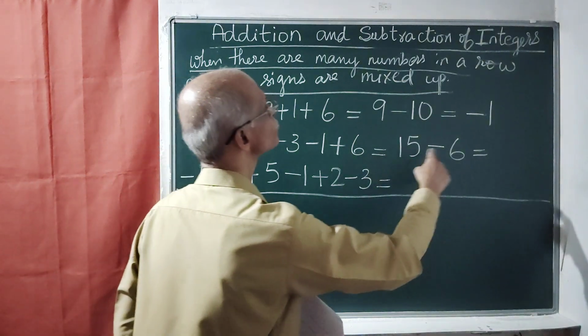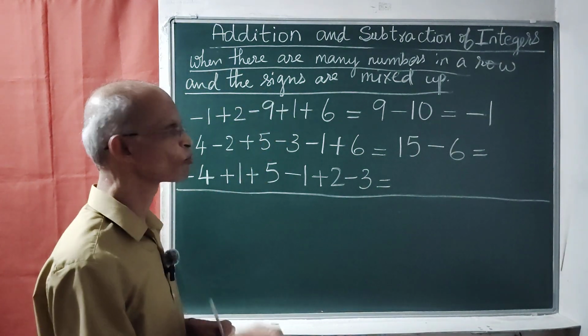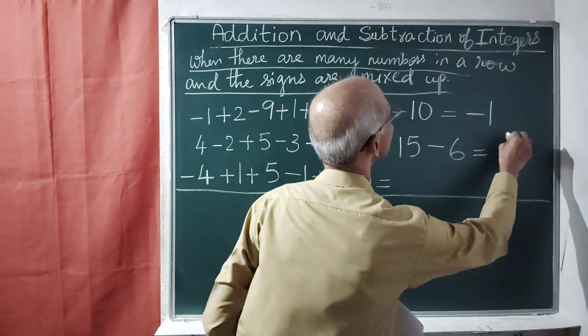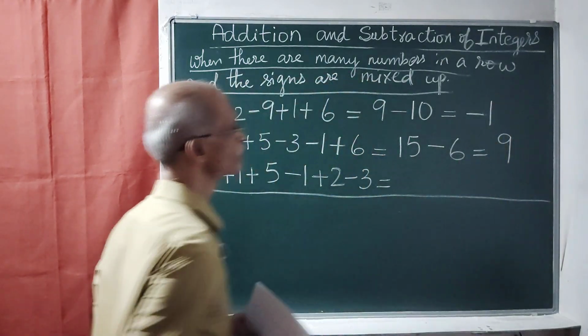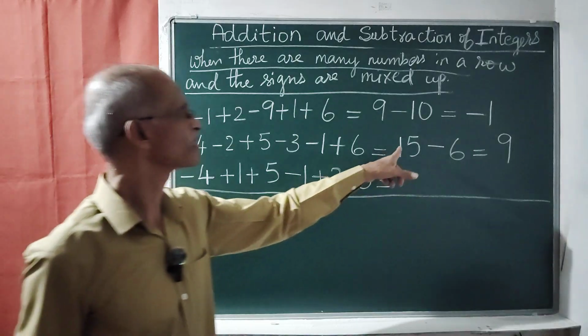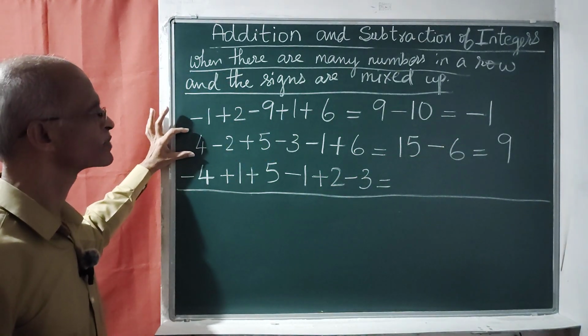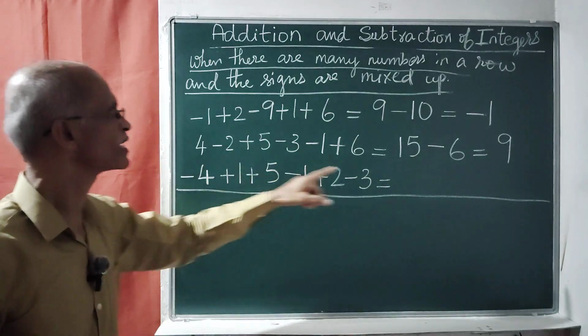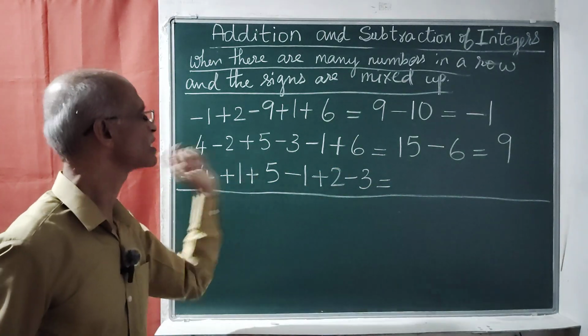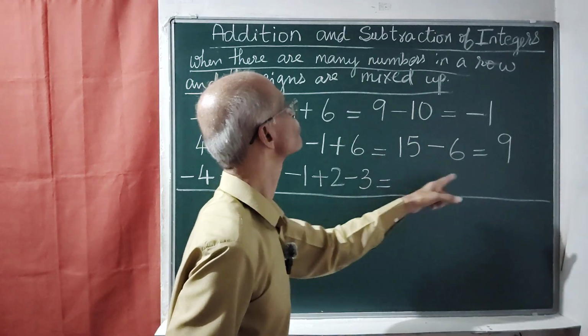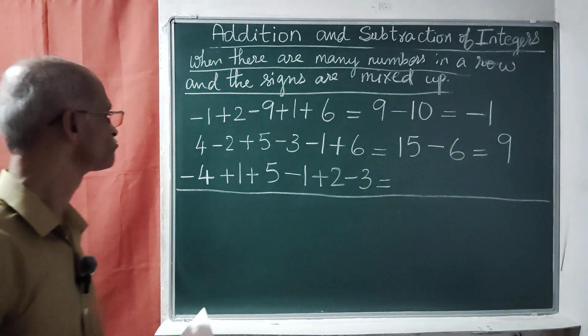Now here what I should do? Subtract and put bigger number sign. I will get plus 9. First step is what? Pick up the plus numbers, add and put plus. Pick up the minus numbers, add and put minus. Next step, subtract and put bigger number sign.